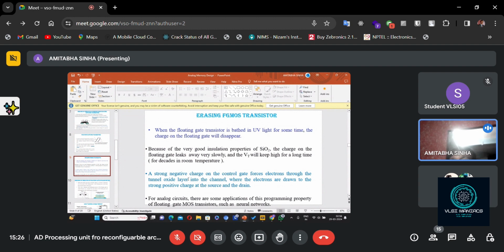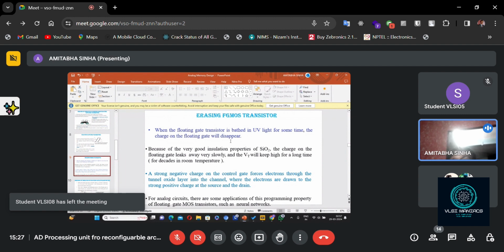So a strong negative charge on the control gate forces electrons through the tunnel oxide layer into the channel. These days, earlier, when we used the erasable programmable read-only memory, for erasing the data from the memory, we had to take it out from the circuit and keep it under an ultraviolet lamp for quite some time to erase it. That's a time-consuming matter.